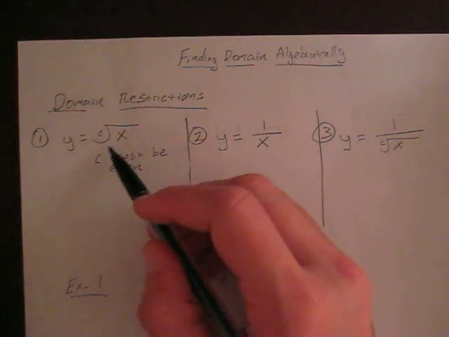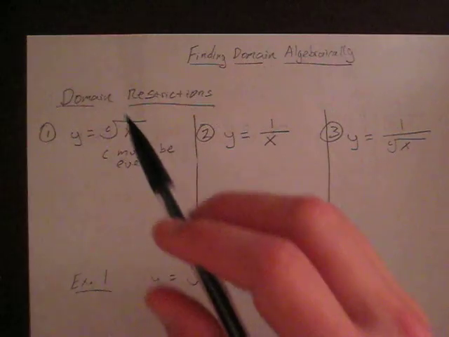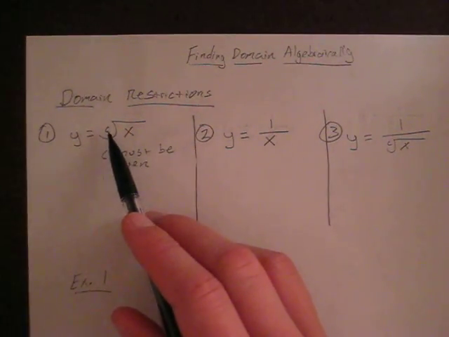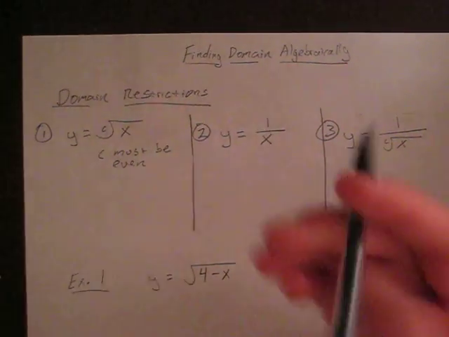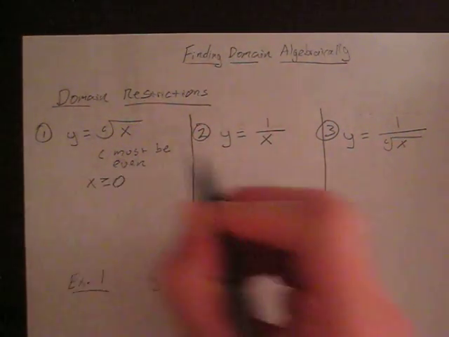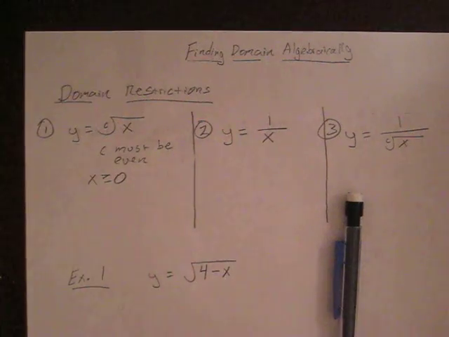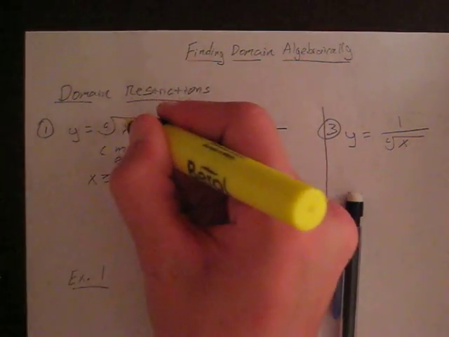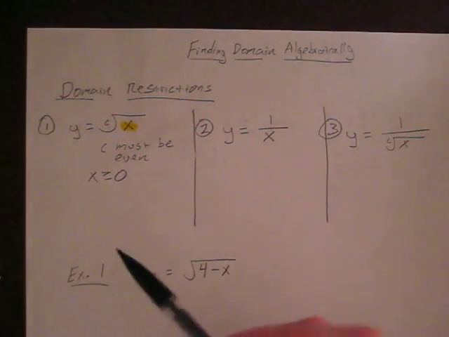The first type is with a radical. Anytime you have a radical and the root is even, so if this is like the square root or the fourth root or the sixth root, you're going to always say that whatever's inside the radical has to be greater than or equal to 0, because you cannot take the square root of a negative number. So anytime you have a radical, the inside part of it has to be positive, and it can also equal 0.